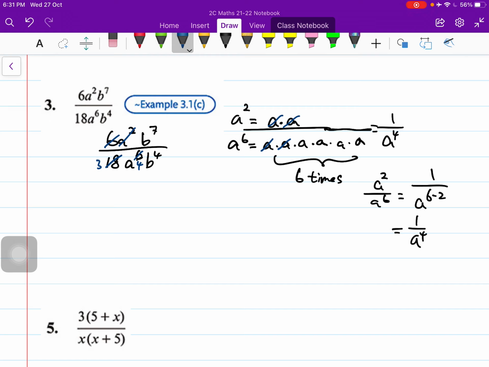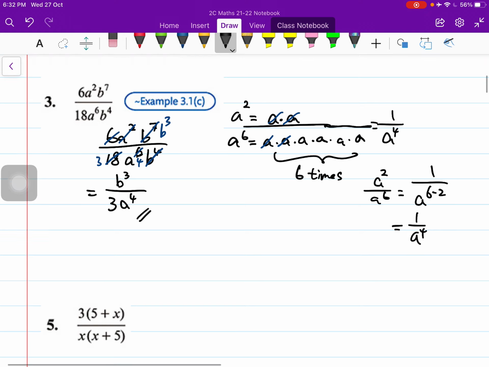And the same for b, cancel out 4 of them, so 3 at the top. So at the end you look at the denominator, no number, no a, but b to the power 3. And then at the bottom we have 3 and a to the power 4. And that's it for the answer.